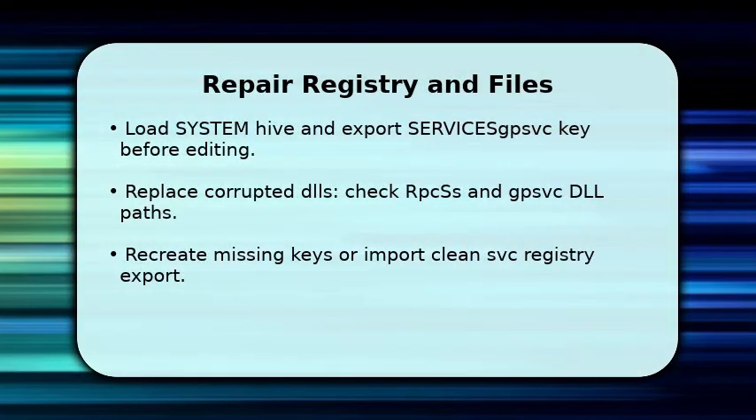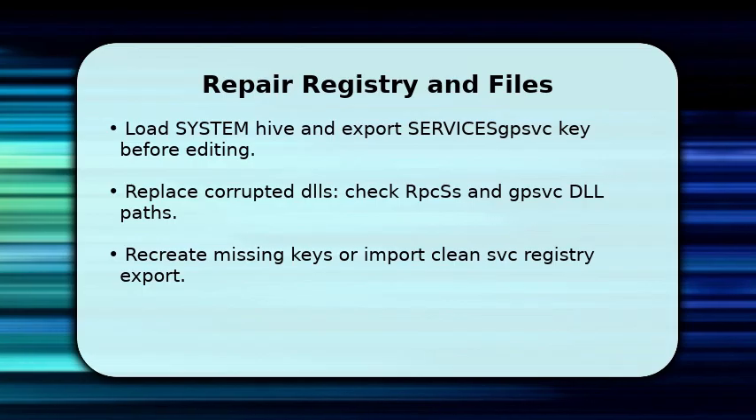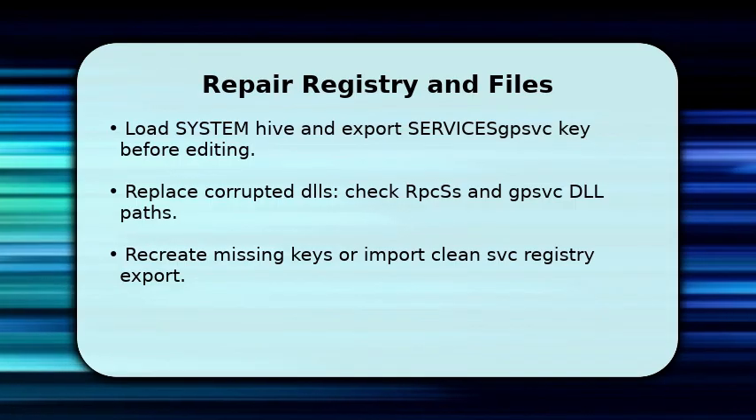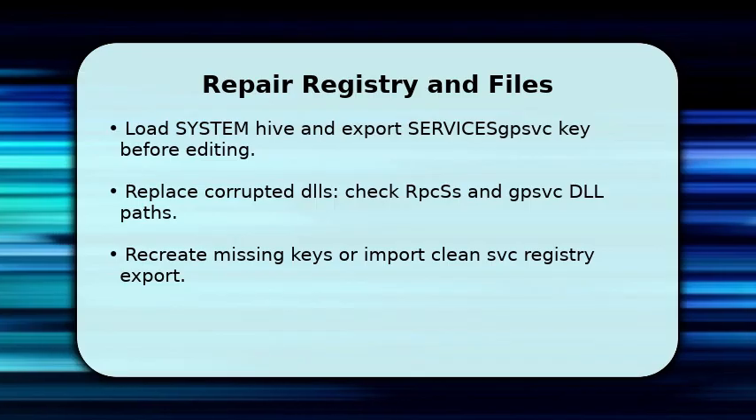Next, you load the system registry hive in Regedit and export the service's \Gpsvc key. This gives you a safe backup. Then inspect the image path and type values and verify the Gpsvc DLL path. If the DLL is missing or corrupted, replace it from a known good source or copy from the same Windows build. Once done, import a clean registry export if keys were deleted, and check dependencies like RPCSS.